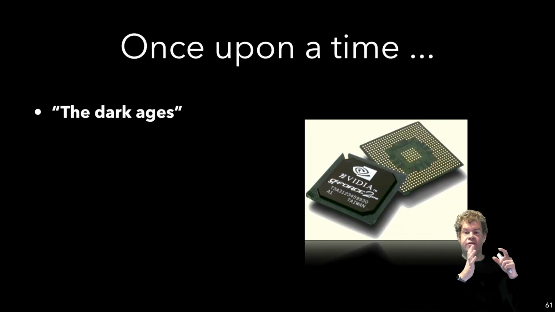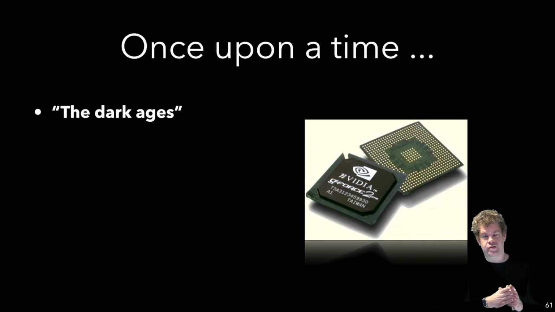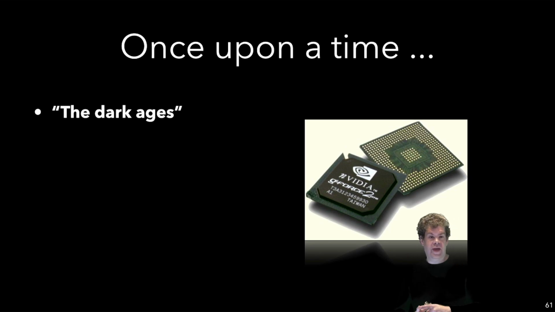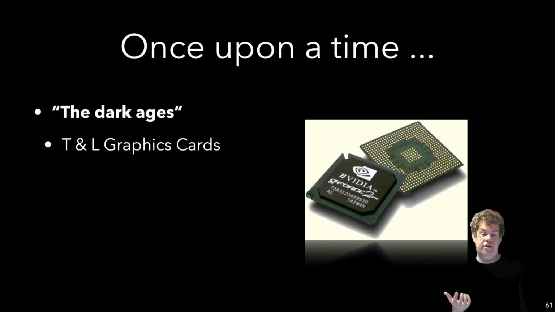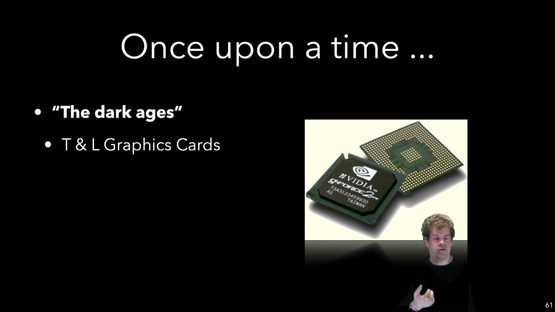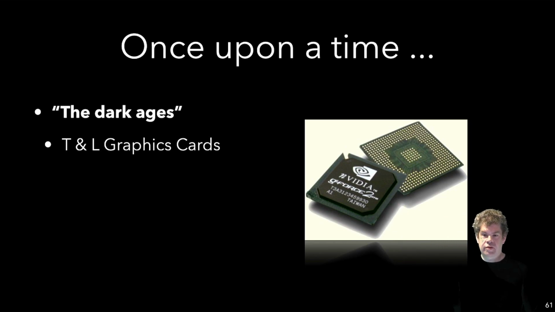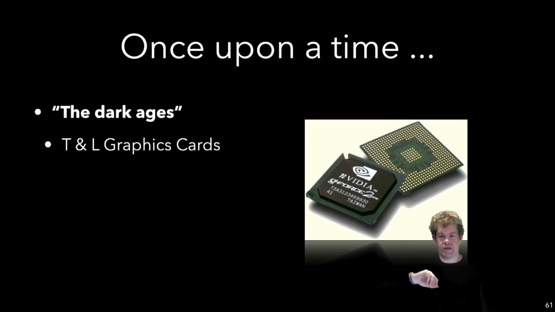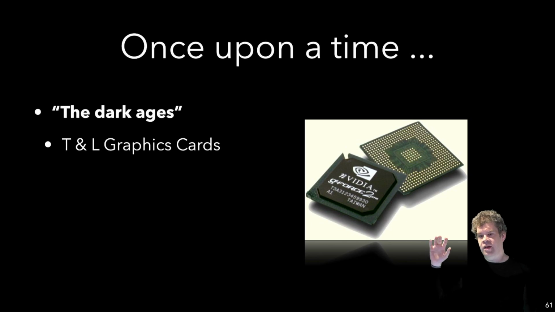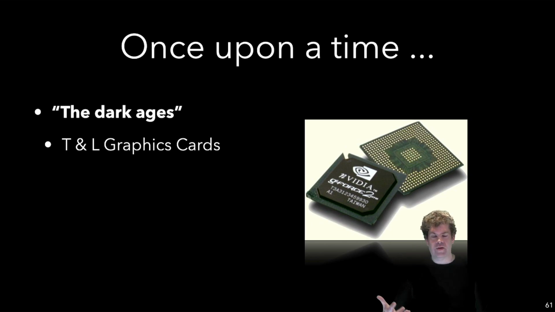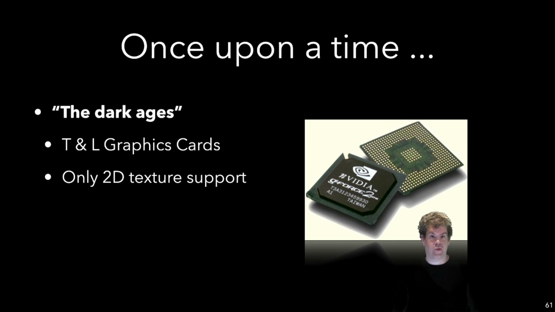Now let's go back even further to the Dark Ages. Again, my analogy to human history. If we go further back, about the time where I started to do computer graphics, we had something that was called TNL graphics cards. That stands for transform and lighting, which basically means that the graphics card could do the vertex processing that we see today. And here's an image of one of those cards. That's a GeForce card, early GeForce cards, and even the ones before that. They weren't really capable of doing all those fancy computations. They didn't have 3D texture support.